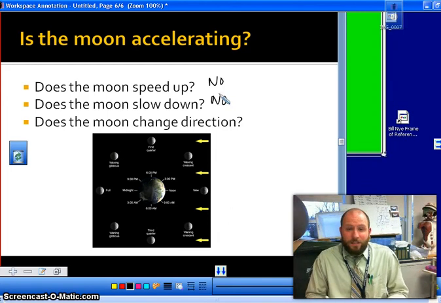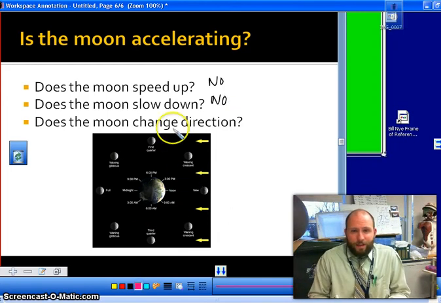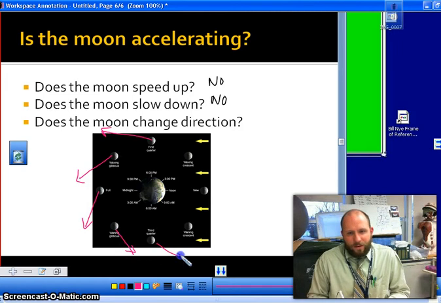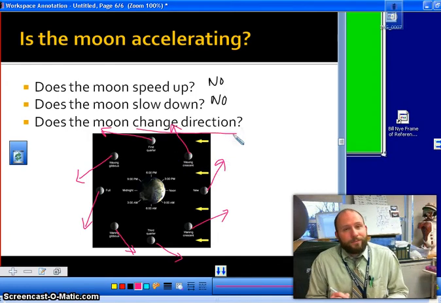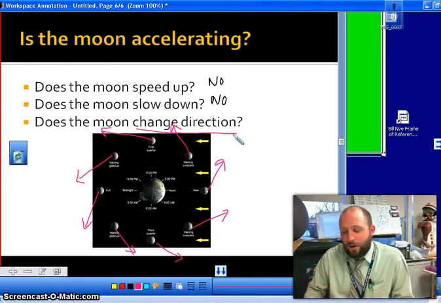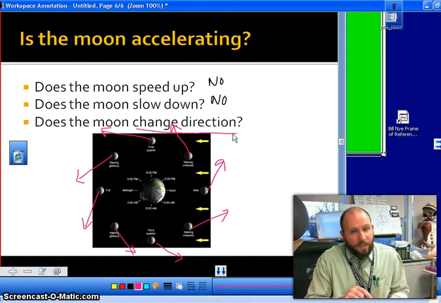However, when it comes to changing direction, at any point in time, the moon is changing direction as it moves around the Earth in its orbit. And so, even though speed is not really a factor, we can say that the moon is accelerating due to change in direction. So keep that in mind when you're thinking about acceleration. It's not always about speeding up or slowing down.